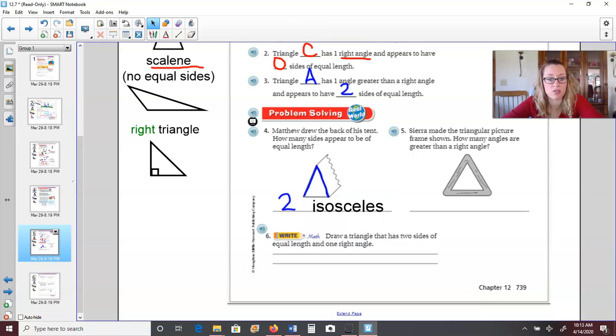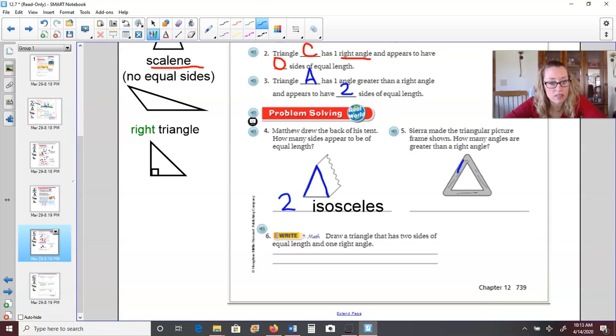Okay, because it has two sides that are equal. Number 5, Sierra made the triangular picture frame shown. How many angles are greater than a right angle?